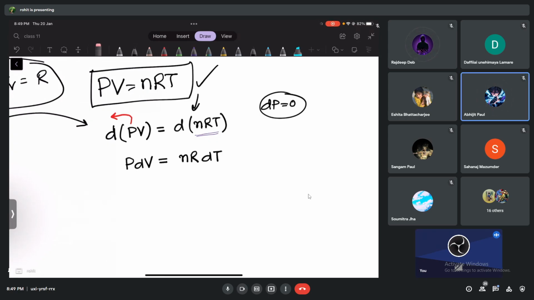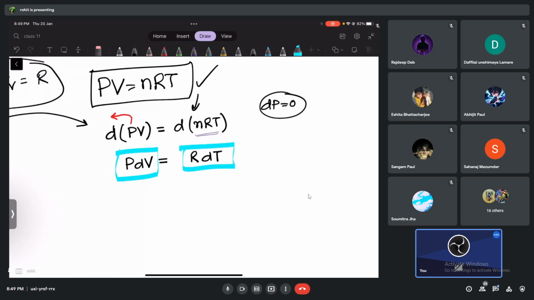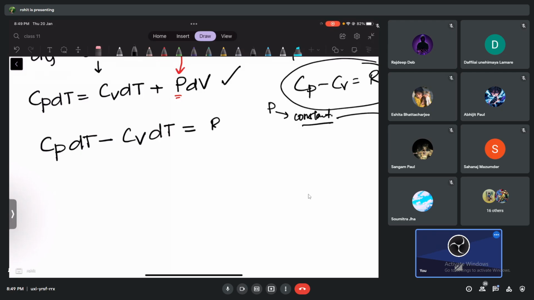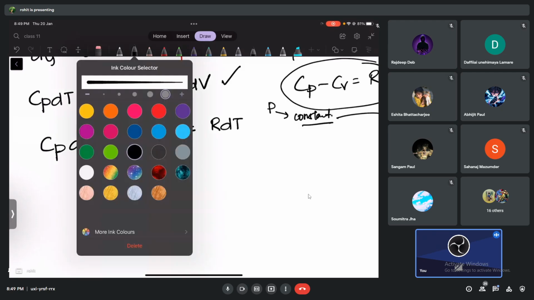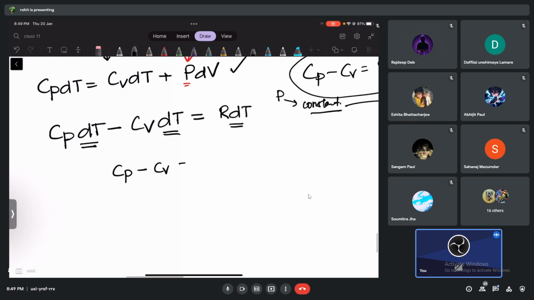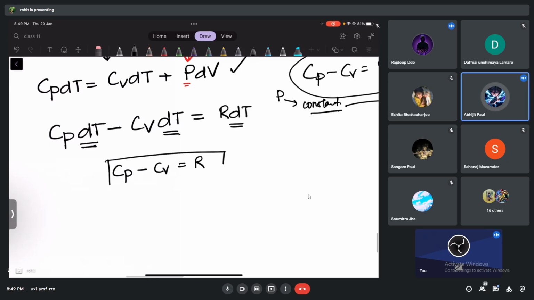And for 1 mole of a gas it is just going to look like R dT. So in place of PdV I can obviously write R dT, and that is what I'm going to do here. Let me remove this one. So I'm going to get R into dT. Now you can check easily: on both sides, what is common? dT. So you can cancel. So you have proved Cp minus Cv equals R. This is your Mayer's formula.